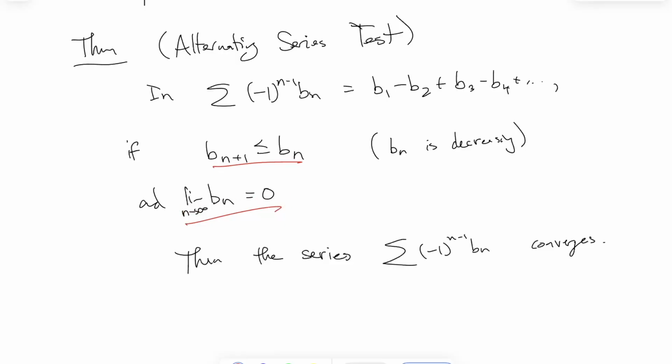Maybe you're wondering, if they're decreasing, doesn't that automatically mean they go to 0? It's not true. Something can decrease and, say, approach 1 from above without going to 0. It can approach something else. This is saying that the terms actually have to approach 0 while decreasing. And in that case, the series converges.